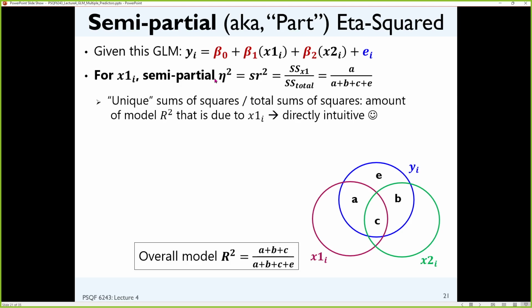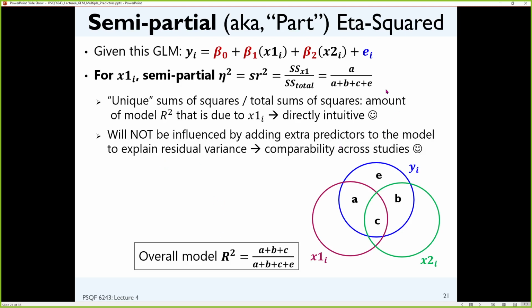The way that you compute semi-partial eta squared, say for this predictor x1, is the amount that it does that no one else does over the total. So it would be A over total in this case. This is the one that I personally like the best because it is the easiest to explain. A predictor's semi-partial eta squared tells you how much of the R squared that predictor did. The end. That's how much it did.